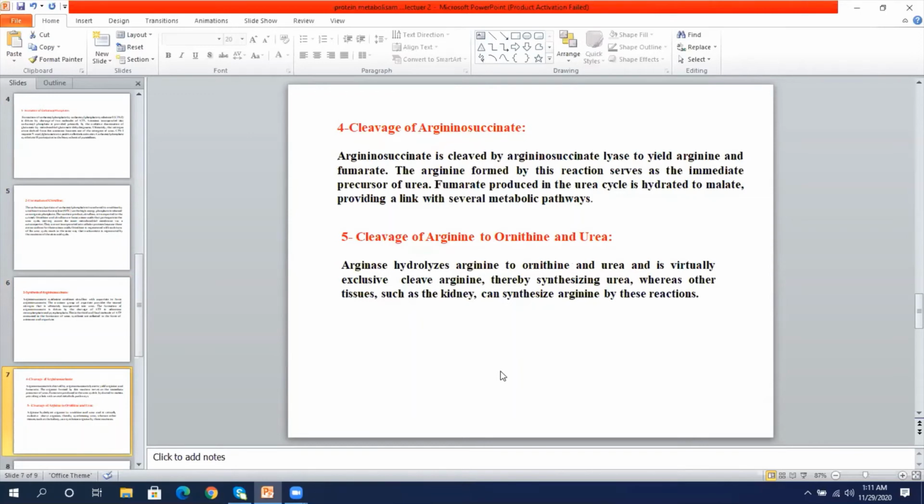The fourth reaction is the cleavage of arginosuccinate. Arginosuccinate is cleaved by arginosuccinate lyase to yield arginine and fumarate. The arginine formed by the reaction serves as the immediate precursor of urea. Fumarate produced in the urea cycle is hydrated to malate, providing a link with several metabolic pathways. And the final stage is the cleavage of arginine to ornithine and urea. Arginase hydrolyzes arginine to ornithine and urea, and this is virtually exclusive to the liver, which can cleave arginine, thereby synthesizing urea, whereas other tissues such as the kidney can synthesize arginine by these reactions.